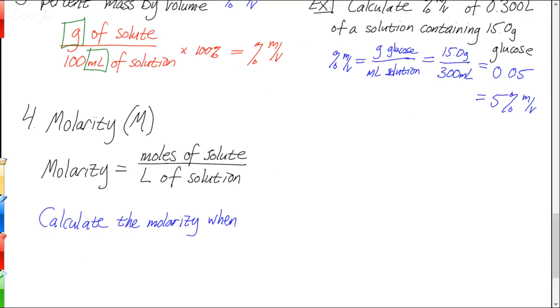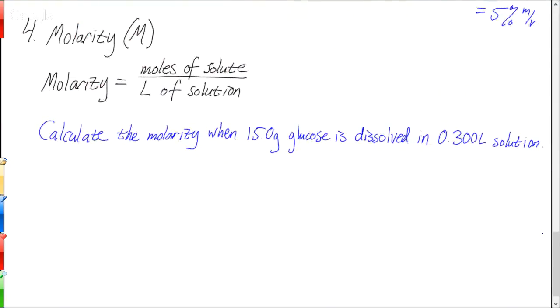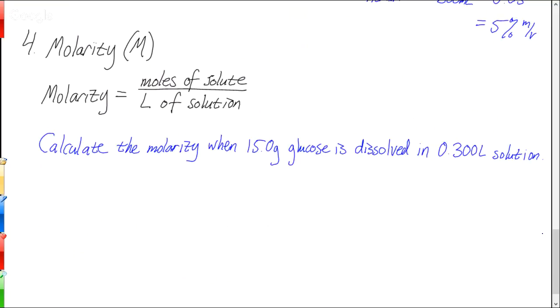We're going to use the same numbers as before. So calculate the molarity when 15 grams of glucose is dissolved in 0.3 liters of solution. So this was a 5% mass by volume solution. Let's see what it is in molarity.